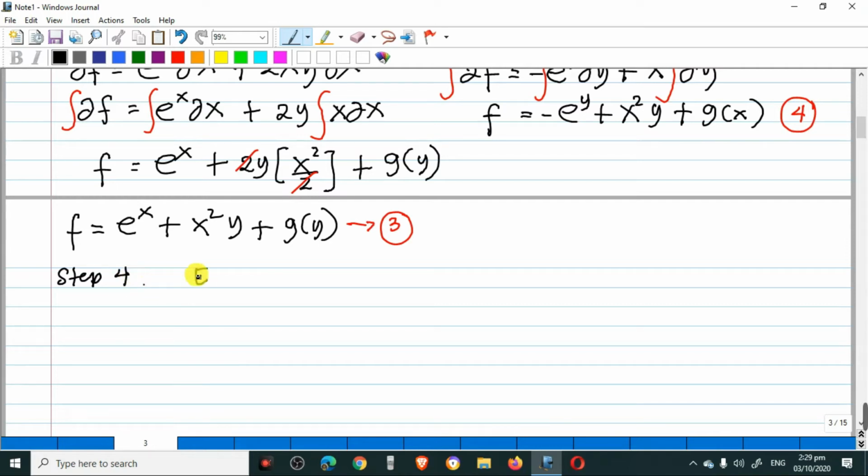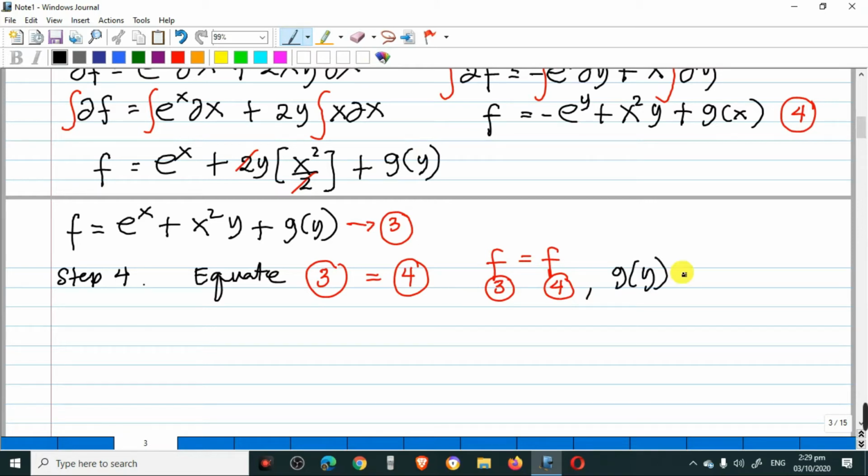Okay? Equate equation number 3 to equation number 4. Or simply, that is f of equation number 3 and f of equation number 4. Same thing lang, ano? This is same thing. Parehas lang. As long as you need to equate yung dalawang equation for us to find the value of our constant g(y) and yung ating constant na g(x). Yan. Ito nga hanapin natin using yung step number 4.